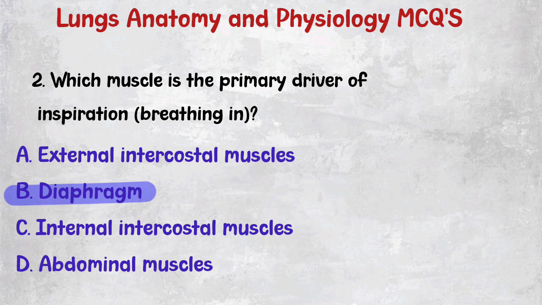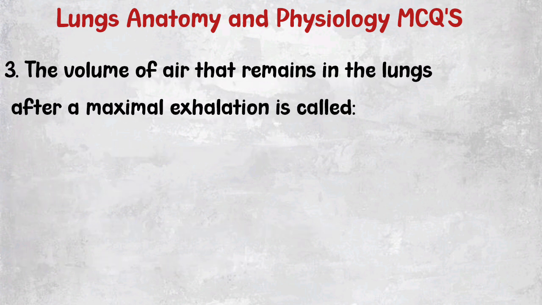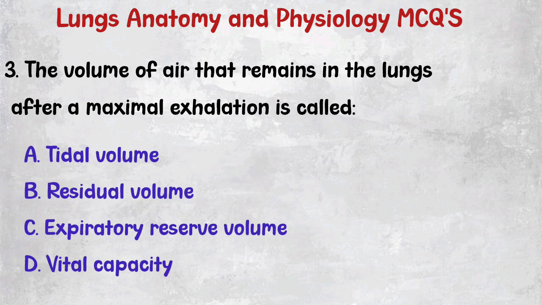lungs. Question number 3. The volume of air that remains in the lungs after minimal exhalation is called A, tidal volume, B, residual volume, C, expiratory reserve volume, and D, the vital capacity. The answer is the residual volume. The residual volume is the amount of air left in the lungs to prevent collapse after minimal expiration.